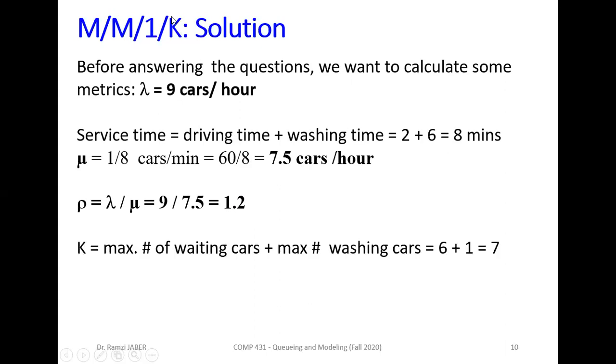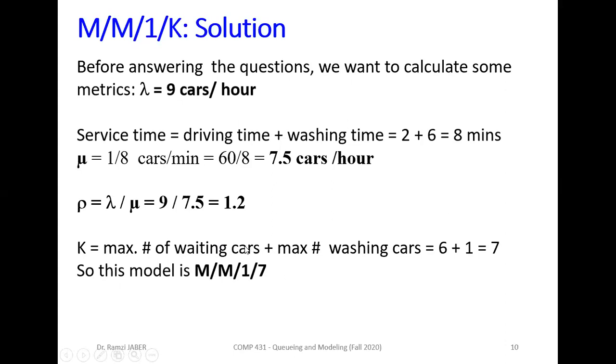Now we want to calculate K. K equals the maximum number of waiting cars inside the station plus the maximum number of washing cars inside the server. So we have 6 plus 1 in the server. We have 1 server. So 6 plus 1 equals 7. So this model is M/M/1/7. One inside the server and 6 waiting inside the station. Okay?